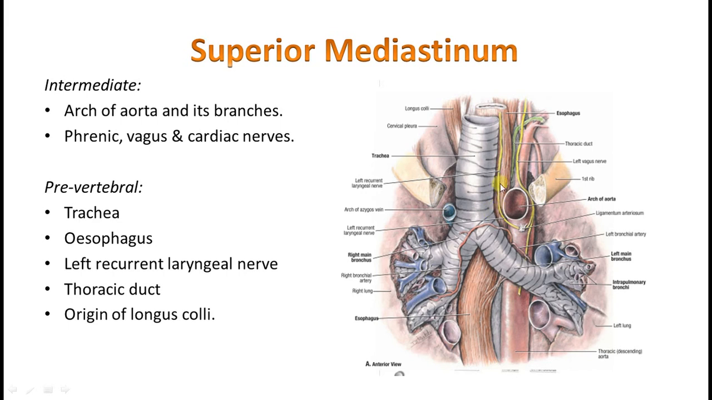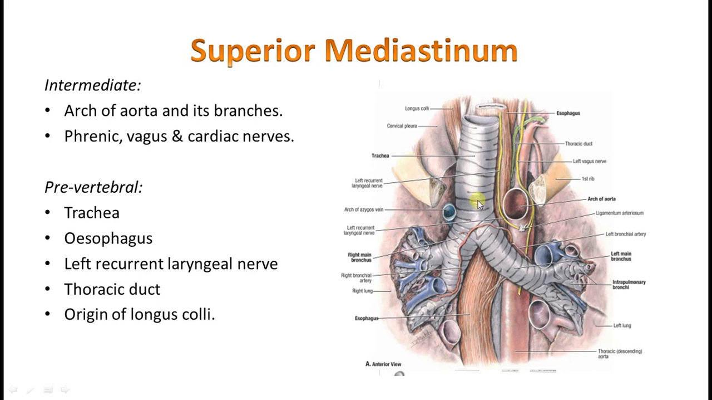Actually, the left recurrent laryngeal nerve winds around the arch of aorta. Okay. You might ask why there is no right recurrent laryngeal nerve. The right recurrent laryngeal nerve actually winds around at the upper level itself. It is not seen at this lower level. It winds around the subclavian artery of the right side, the right subclavian artery. So in the prevertebral region you come across the trachea, esophagus, and left recurrent laryngeal nerve.